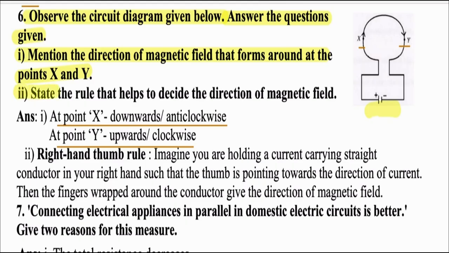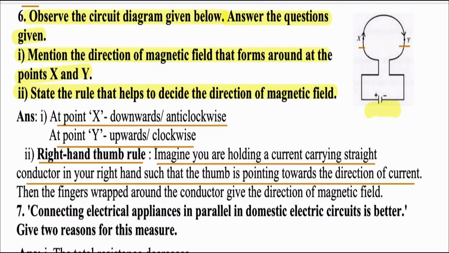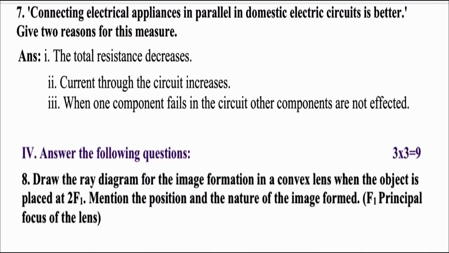Next question, state the rule that helps to decide the direction of magnetic field. So the rule which helps is right hand thumb rule. Here is the explanation. Imagine you are holding a current carrying straight conductor in your right hand such that the thumb is pointing towards the direction of current. Then the fingers wrapped around the conductor gives the direction of magnetic field. Okay, let's go to 7th question.